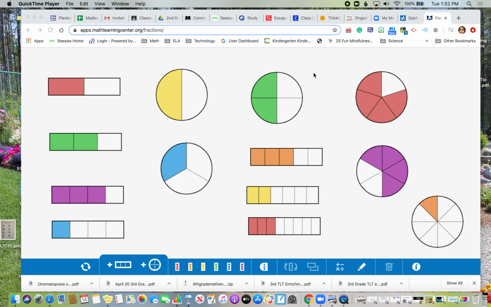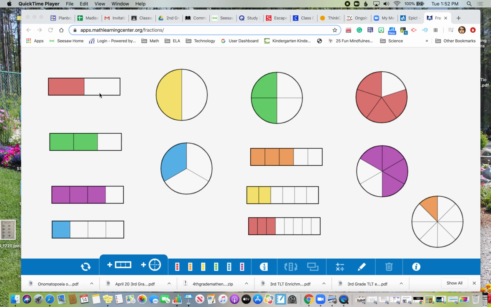Boys and girls, today we're going to learn about fractions. Specifically, today we're going to talk about unit fractions. Unit fractions is when we have only one part of the whole fraction being identified by color or shading it in.